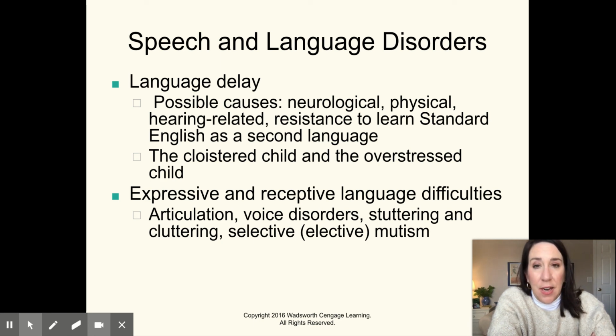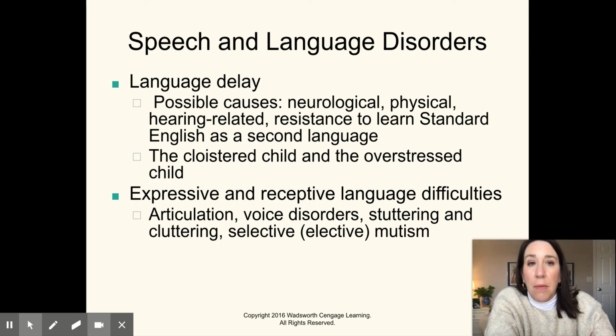Resistance to learn standard English as a second language. Sometimes kids are resistant just because their parents may not be encouraging it, whatever. Then there's the cloistered child and the overstressed child. A child who has lots of older siblings may not have opportunities to talk and work on their language development, right? Because all the older sibs may be talking for them.